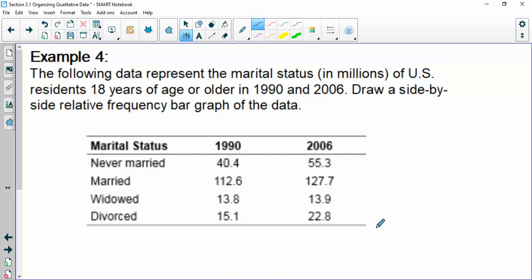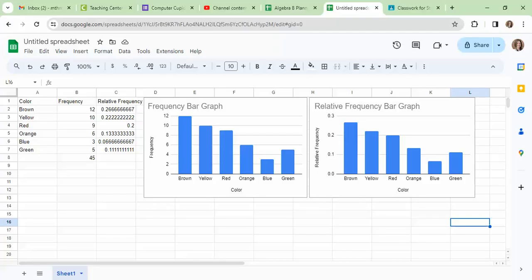All right, this one shows us the marital status in millions of U.S. residents 18 years or older in 1990 and in 2006. Draw a side-by-side relative frequency bar graph of the data. Okay, so side by side, we are doing a bar graph, but we want to put both of these things on there. What do you think we need to do first? Yeah, enter our data. Okay. So we have our marital status, 1990, 2006.